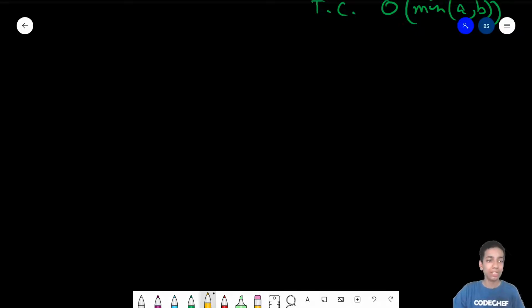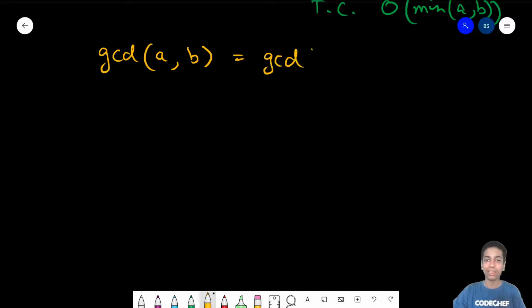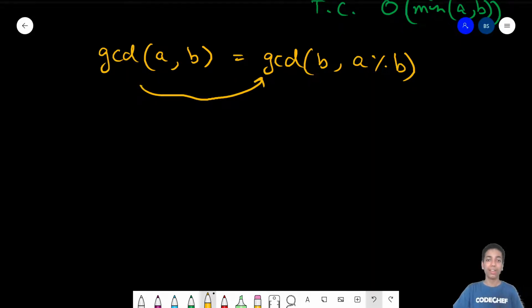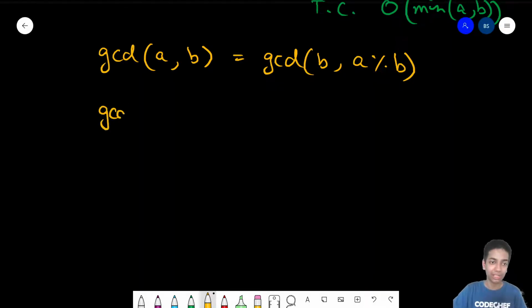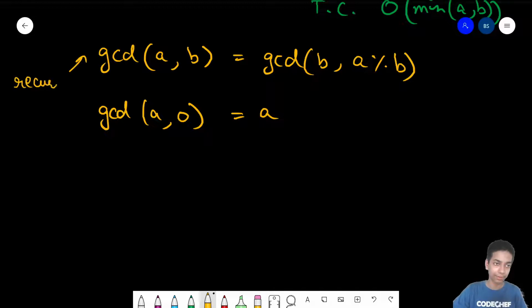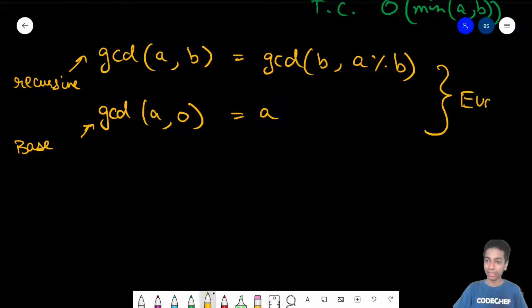Euclid's algorithm states that GCD of A and B is equal to GCD of B and A mod B. This is a recursive relation, and it states that GCD of A and 0 is simply A. So this is the recursive case and this is the base case. These two are given by Euclid's GCD.